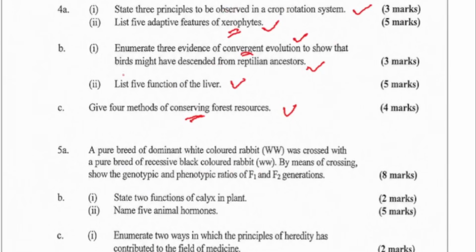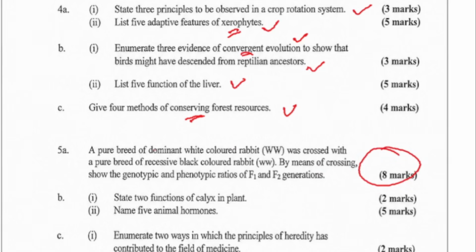A pure breeding dominant white colored rabbit. Please pay attention to this because this is the first genetic question I'm actually handling with you, and this is one of the reasons why I had to come to this past question review when I saw this genetic question. So I would want you to pay attention. You see, it has a whole lot of 8 marks, so you need to pay attention and know what you're doing.